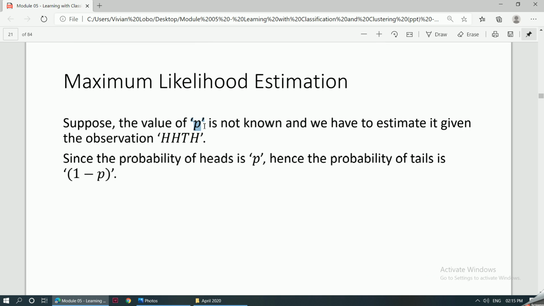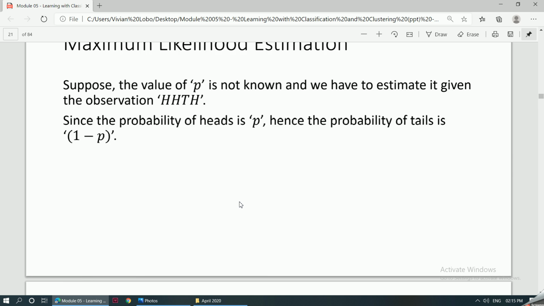Suppose the value of P is not known and we have to estimate it given the observation. Since the probability of heads is P, we know the probability of tails will be 1 minus P. So in the previous slide we saw P value was given, and suppose P is not given, then how will you estimate it for a given observation?